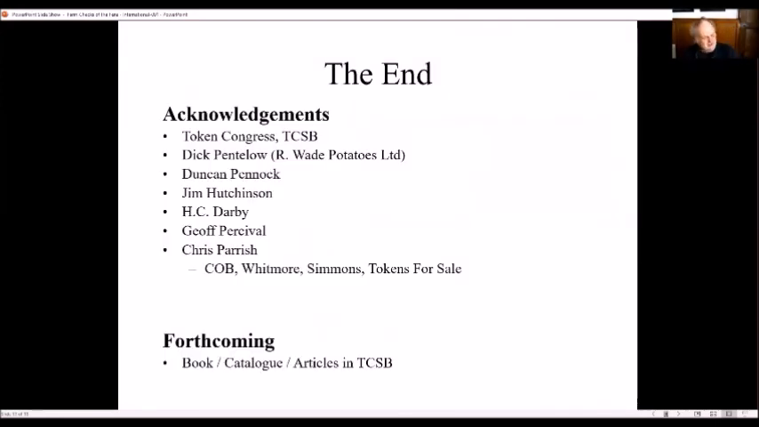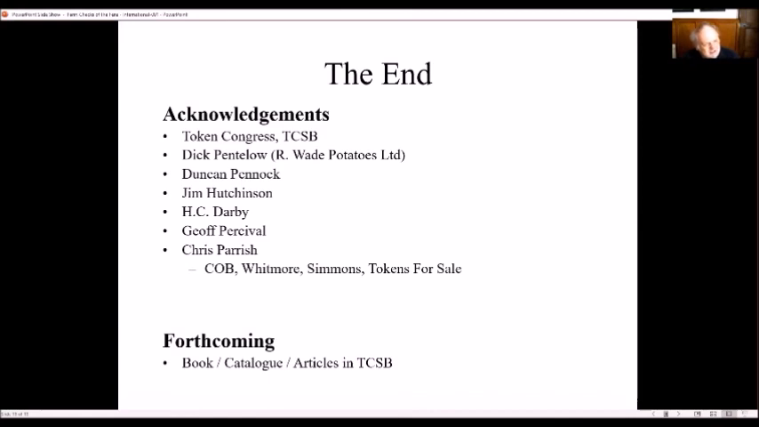So there we are, rapidly at the end. I've covered the who, where, when, why, and how. And I'd like to do a few quick acknowledgements. Past attendees at the Token Congress in England, in Britain, and the readers of the Token Corresponding Society Bulletin who've provided information over the years. Some of them are listed below, others I say thank you anyway.